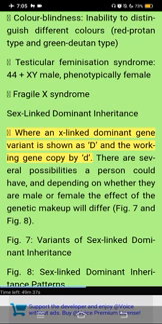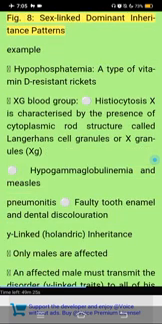Sex-linked dominant inheritance, where an X-linked dominant gene variant is shown as D, and the working gene copy by d. There are several possibilities a person could have, and depending on whether they are male or female, the effect of the genetic makeup will differ. Figure 7 and Figure 8. Figure 7. Variants of sex-linked dominant inheritance. Figure 8. Sex-linked dominant inheritance patterns.